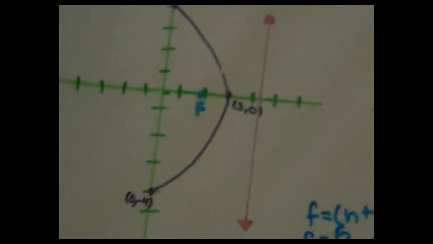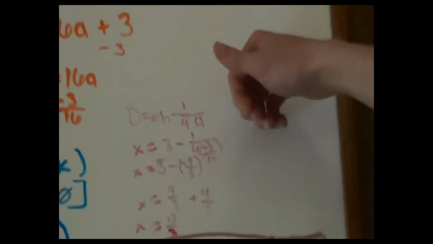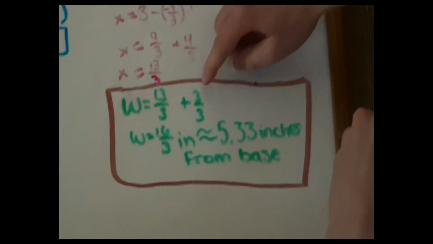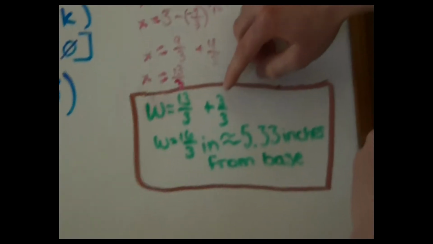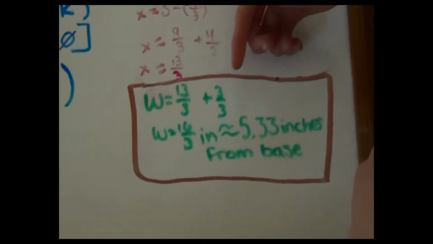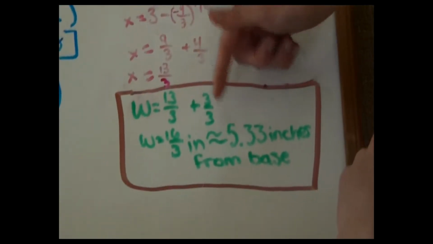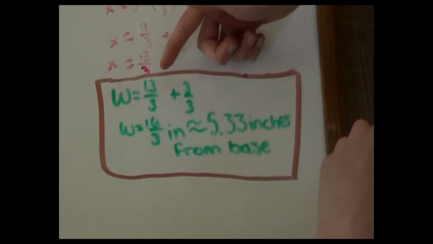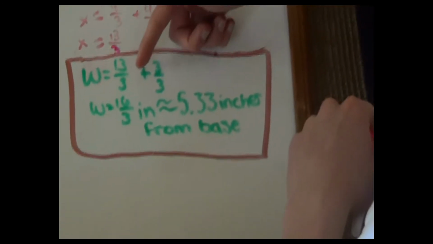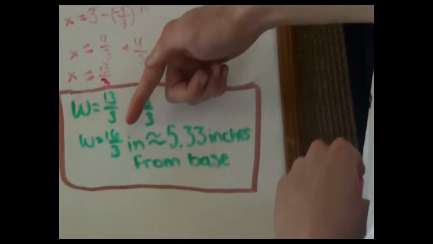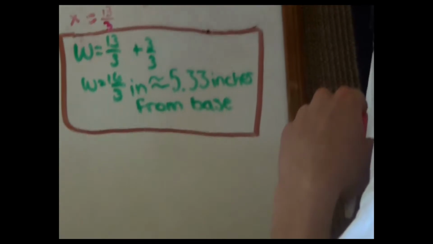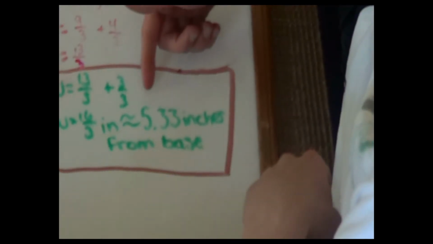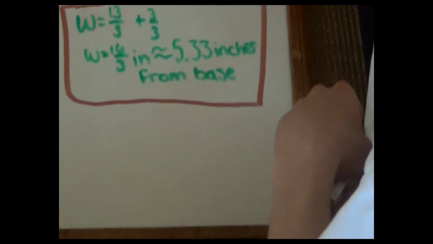Then to solve the problem and find where we should place the window, we're going to add another inch. To get a common denominator, that's 3 divided by 3 plus our directrix line, 13 divided by 3, to get us 16 divided by 3 inches, which is also approximately 5.33 inches from the base.